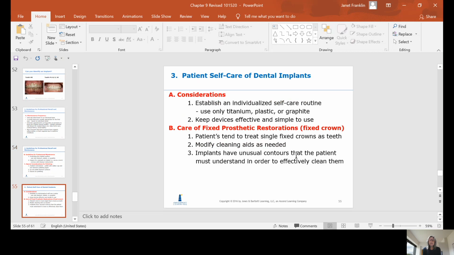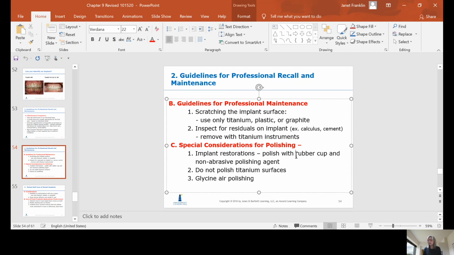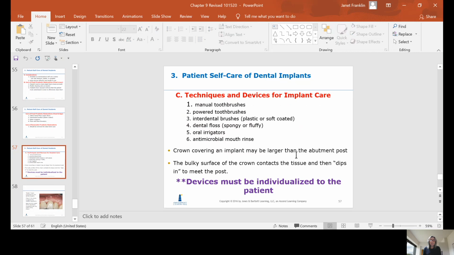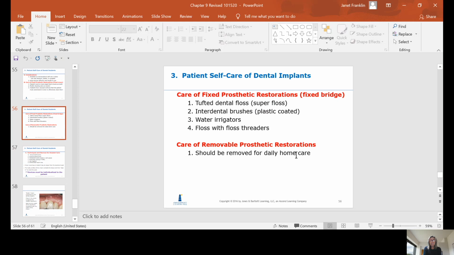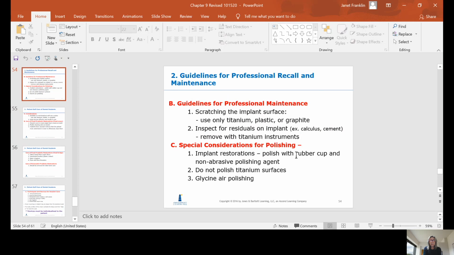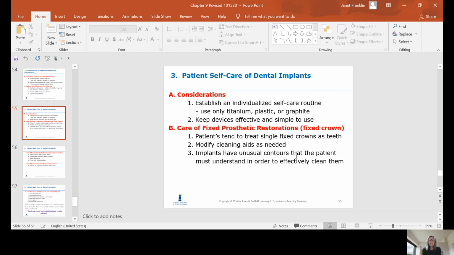Patient self-care. So what should the patient do at home? Establish an individualized self-care routine. So in other words, you're going to have to work with the patient on how it's best for them to take care of their implant. And keep devices effective and simple to use. So don't pile on a whole bunch of different things for the patient to do because they're not going to do them. Pick a couple of most effective ways to take care of the implant and work with those things. If you give the patient too many home care devices to use, they're not going to do any of it, and that's going to be worse.